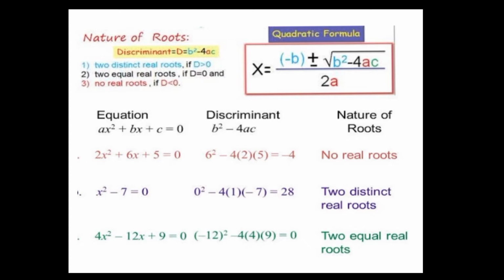So 6 square minus 4 into, we will substitute value a and c. We will get the answer finally by calculation, we will get minus 4. If we get minus 4 means it's less than 0. So then which condition will apply? Third condition, that is no real roots.